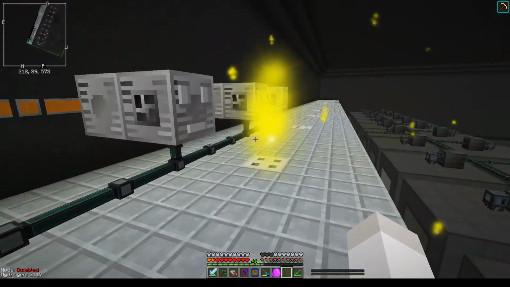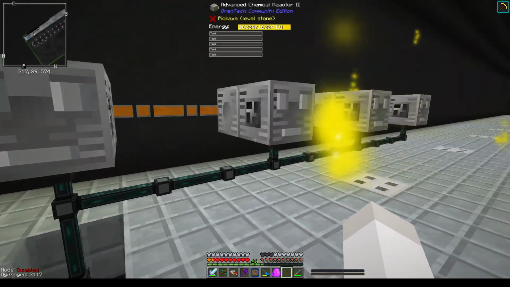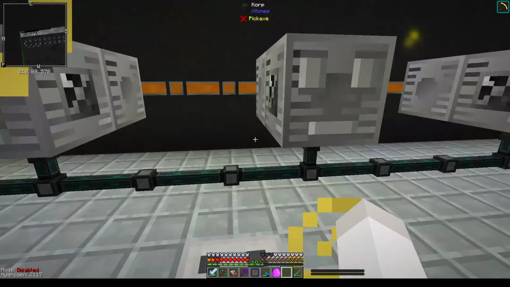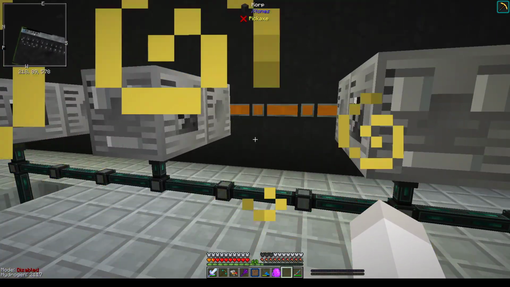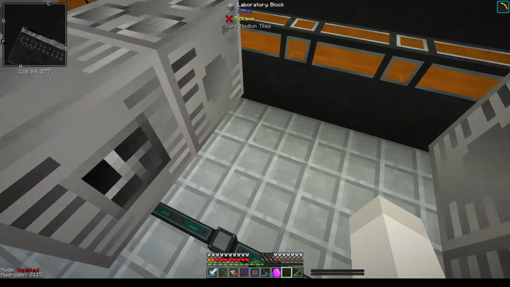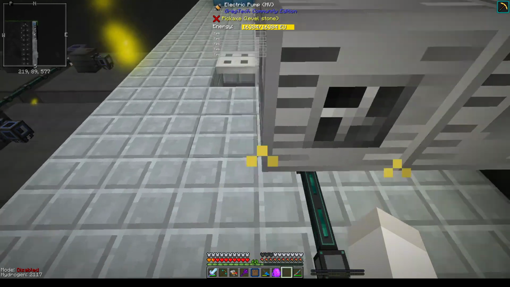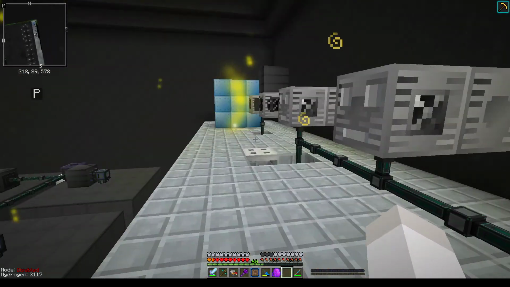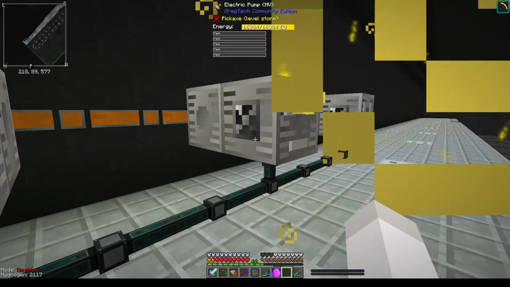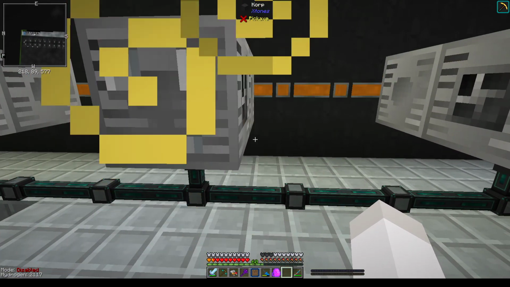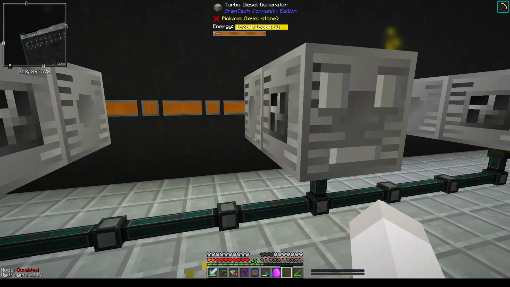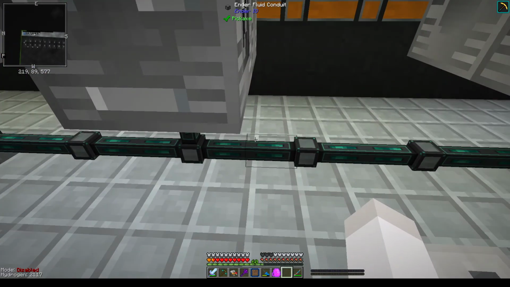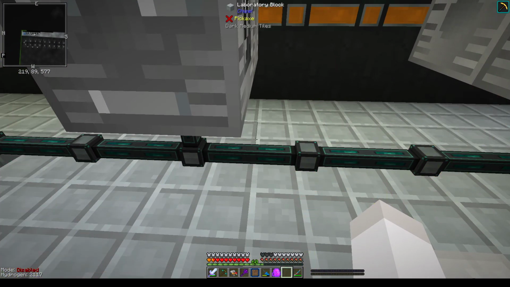So what we got going on here is, now that I'm really looking at my setup, I'm actually kind of thinking of changing things a little bit. I think I'm going to pop these two and I'm going to remove two of the pumps. And we're actually going to have some conduit going on there.